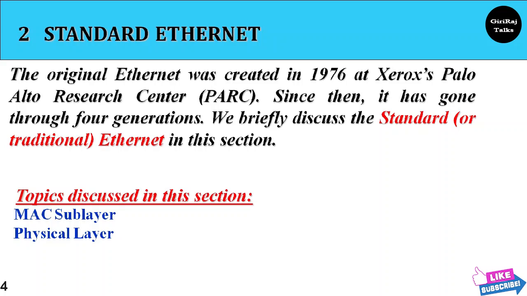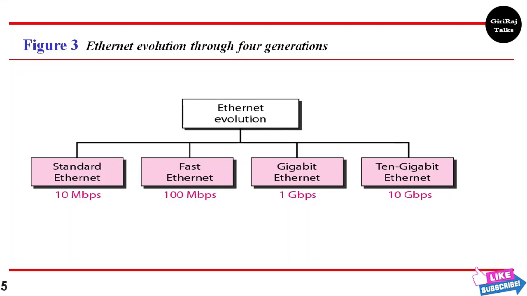Standard Ethernet. The original Ethernet was created in 1976 at Xerox Palo Alto Research Center, in short, PARC. Since then, it has gone through 4 generations: Standard Ethernet, Fast Ethernet, which is 100 Mbps, Gigabit Ethernet, which is 1 Gbps, and 10 Gigabit Ethernet, which is the speed of 10 Gbps. You can see these all in figure 3. You can see that Ethernet evolution through 4 generations.